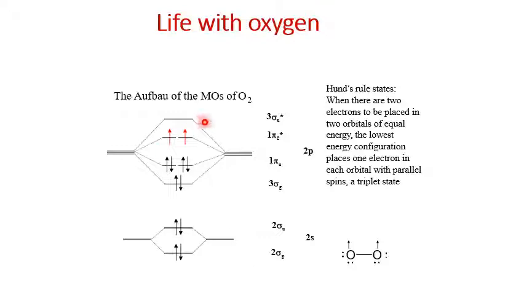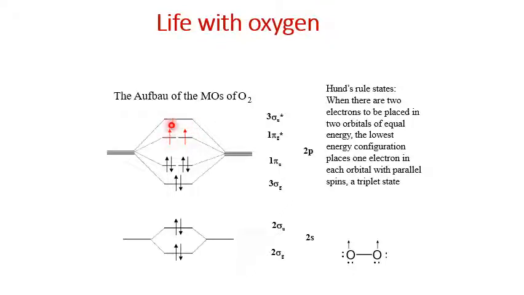This is the molecular orbital diagram of oxygen. You can see all the bonding and anti-bonding molecular orbitals. If you construct the molecular orbital of oxygen, you will find that there are two unpaired electrons, shown in red, in the anti-bonding pi star orbitals, which have the same spin, in the same direction.